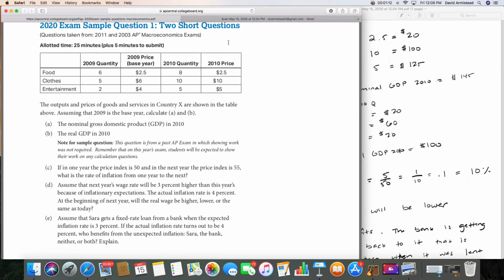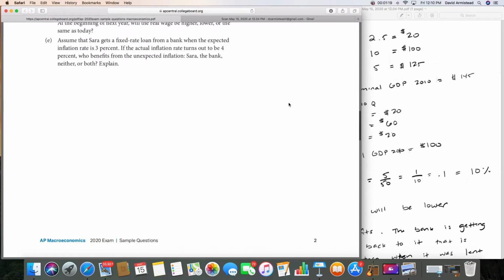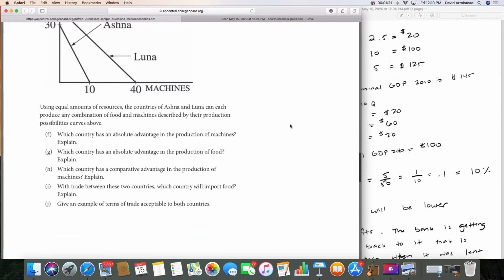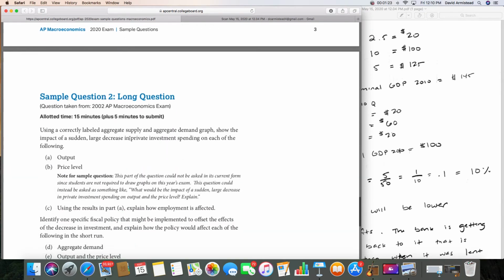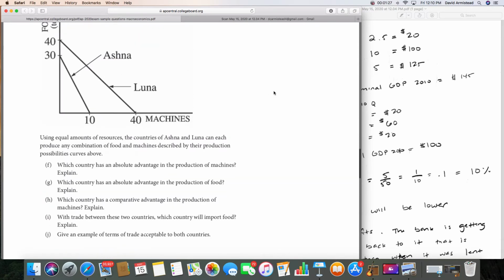Let me talk about the format really quick. So you got the two short questions. Okay, so this would be question one. They're going to have 25 minutes to do both short ones. Okay, this is question two, and then you've got 15 minutes to do the long essay. All right.